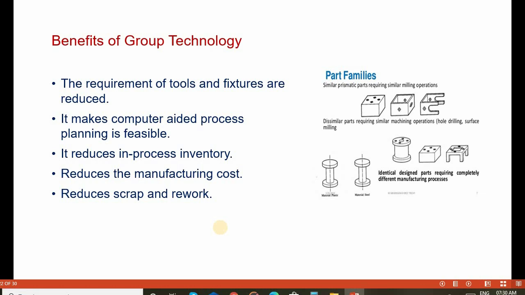It reduces the manufacturing cost. By grouping and making part families, we can reduce scrap and rework. Ultimately, the manufacturing cost is reduced, and the in-process inventory is also reduced.